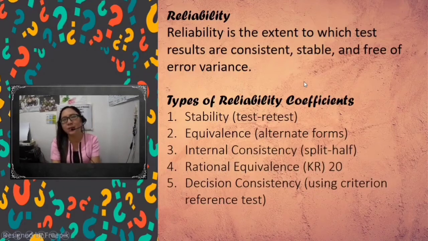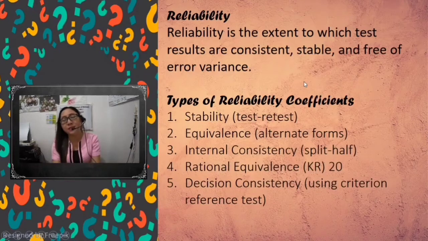In administering examination, it must be true and correct, valid and reliable. So how can we say that it is reliable? If it is free of error variance. So there are some errors in construction of test items, that is, test items that need to be revised. So in that way, we should be knowledgeable in making examinations and the test items as well.